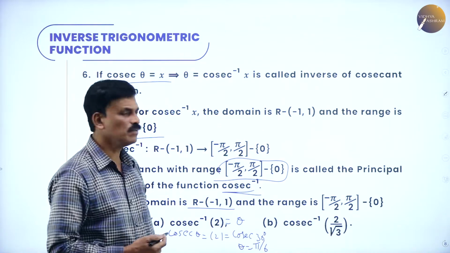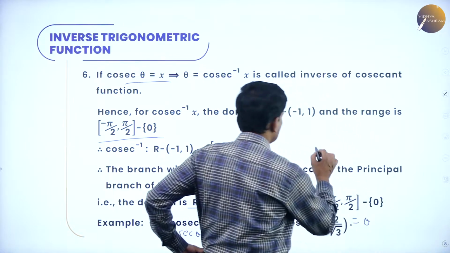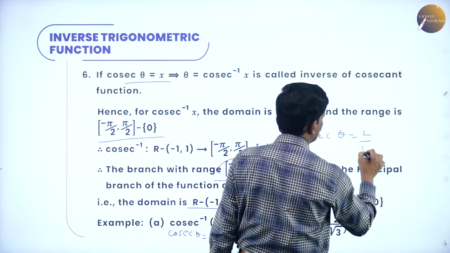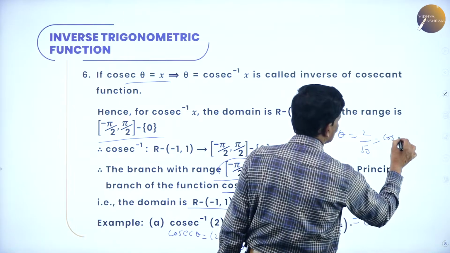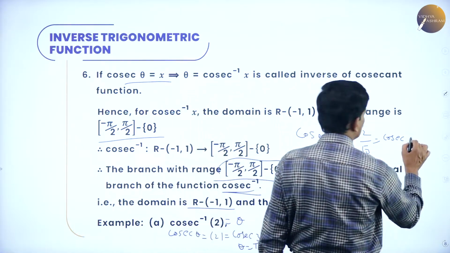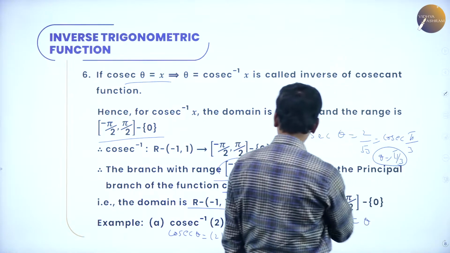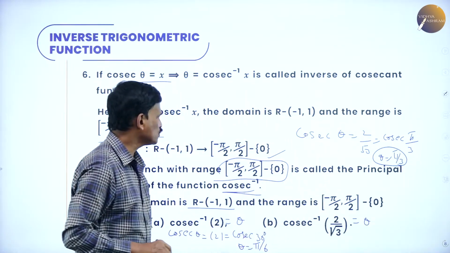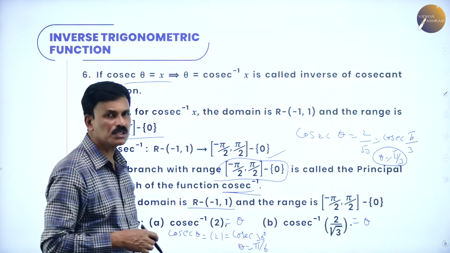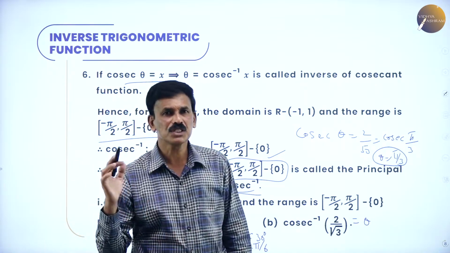Right. Now similarly, cosecant inverse of 2 by root 3. Suppose this is theta, then you can write cosecant of theta is equal to 2 by root 3. This is nothing but cosecant of 60, and 60 can be written as pi by 3. So here theta is equal to pi by 3, which lies in minus pi by 2 comma pi by 2, other than 0. Okay. So this is how we find the principal value for sine inverse, cos inverse, tan inverse, cot inverse, secant inverse and cosecant inverse.